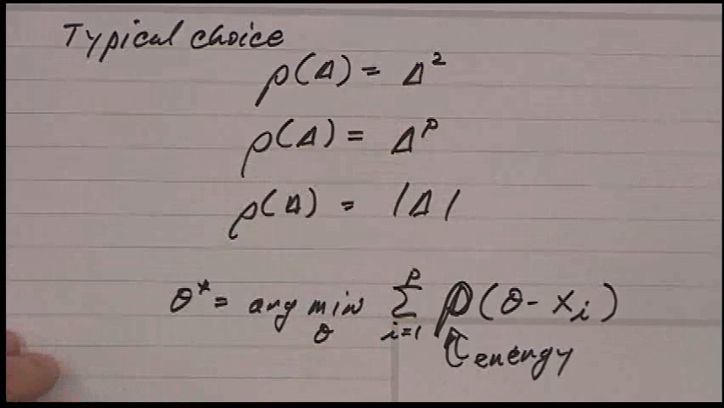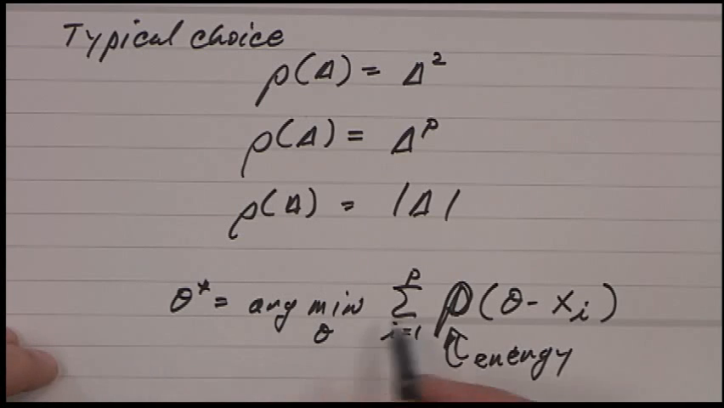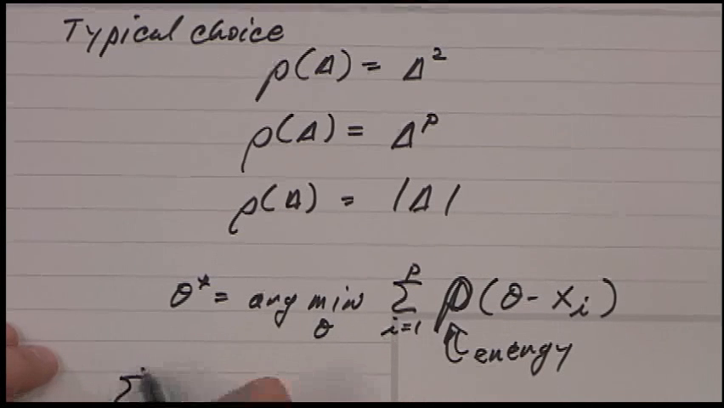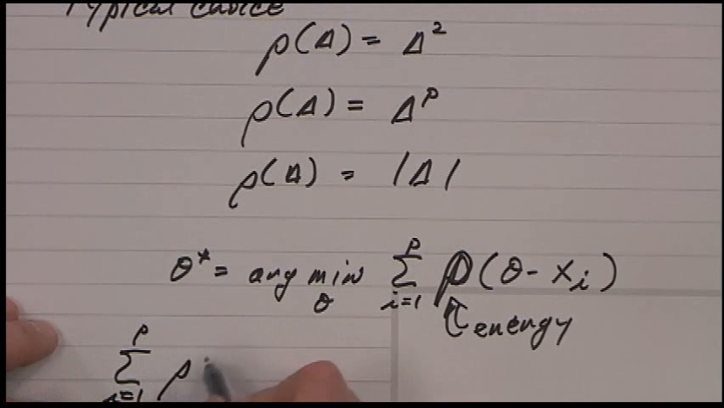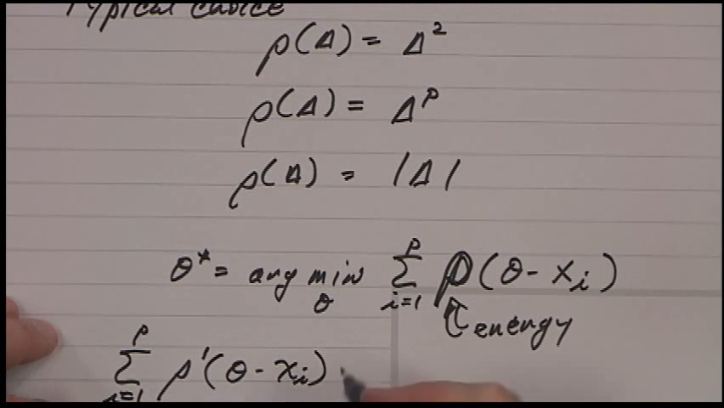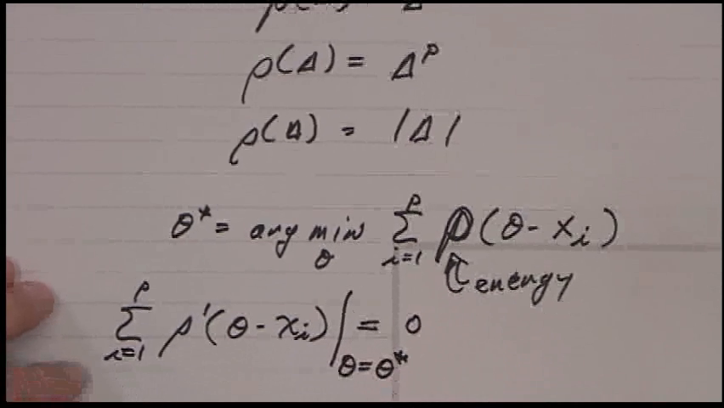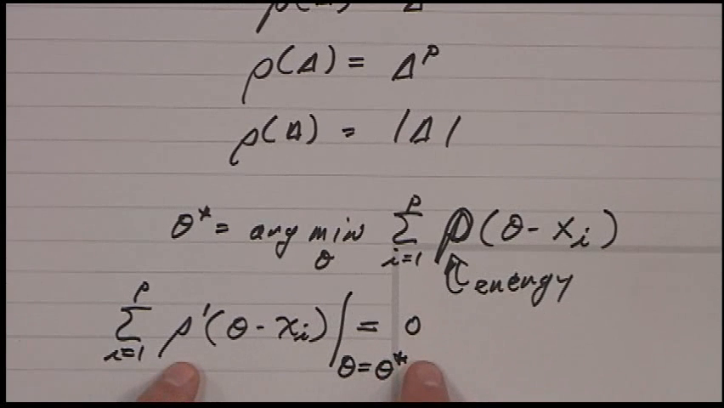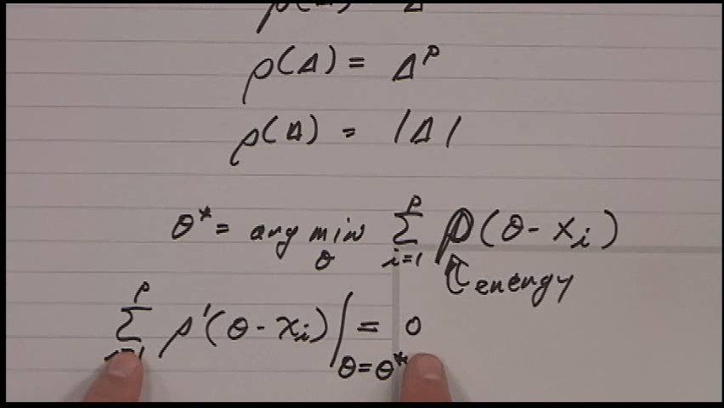Okay, so now if you differentiate this, you get that the sum from i equals 1 to p of rho prime of theta minus x_i is equal to 0 at theta equals theta star. So this is now the equivalent equation you need to solve. You can solve it as a root-finding problem where you find the solution to the derivative, or you can do a minimization here, okay?